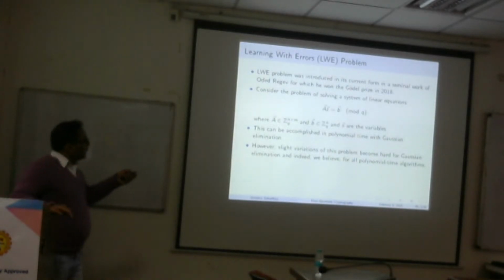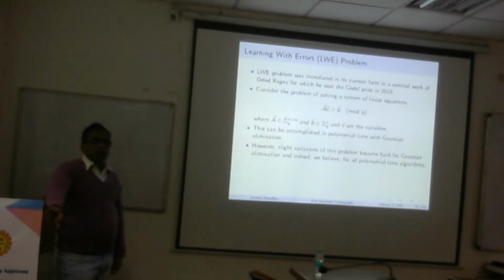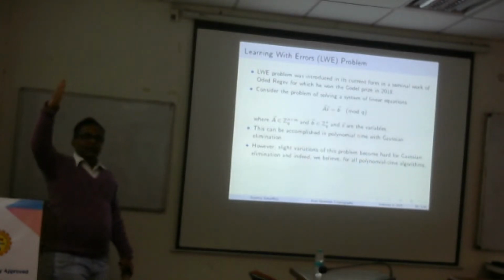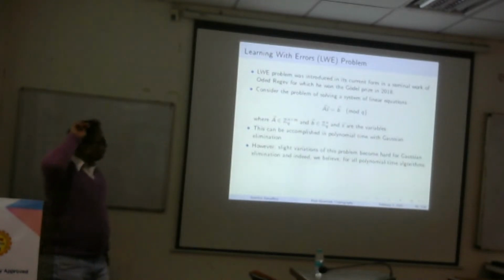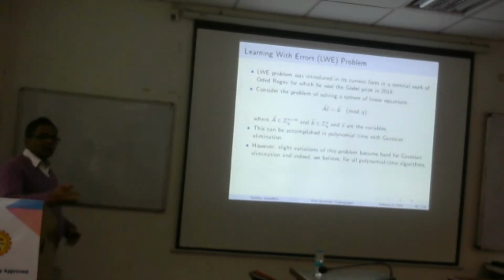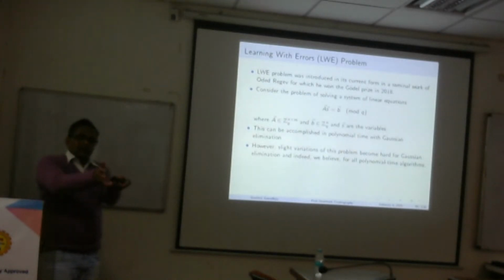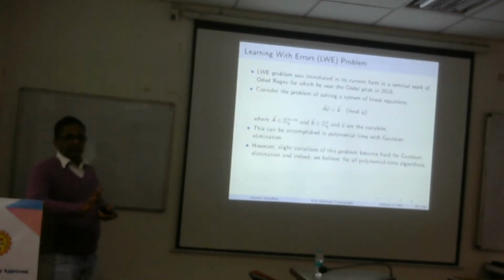Suppose I give you a problem AS equals B mod Q. S is unknown. A is a matrix, B is a column vector, and you have to find a vector S such that A times S equals B. Can you solve this? Very easily. You have been doing this in school, isn't it? AX equals Y. You can find X by Gaussian elimination. In school, all of us have done this. Actually, we are taught it by hand, but that is Gaussian elimination. In 10th class itself, we are taught this. So that is precisely the problem.